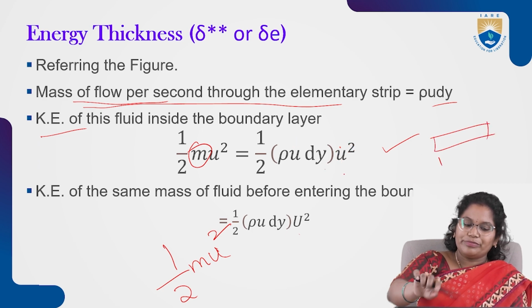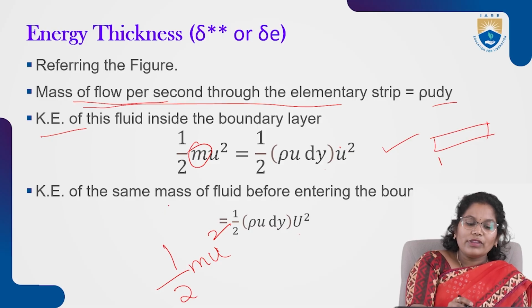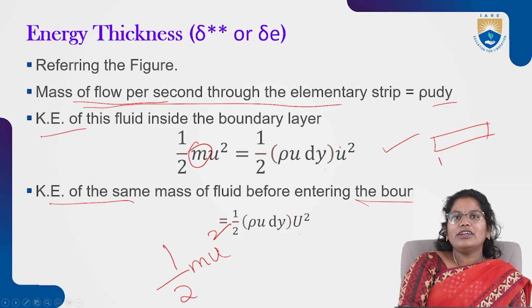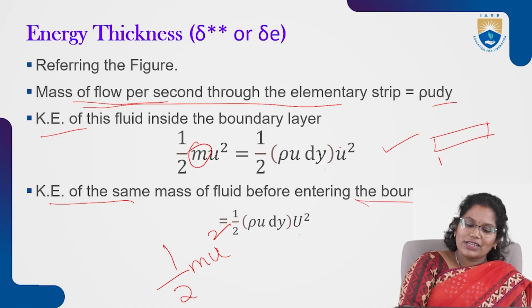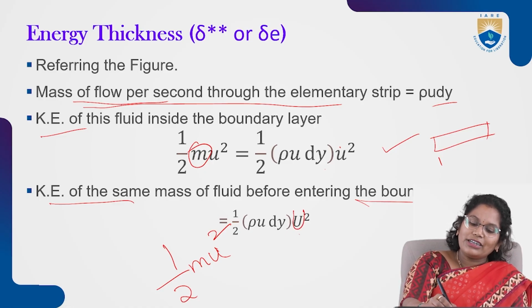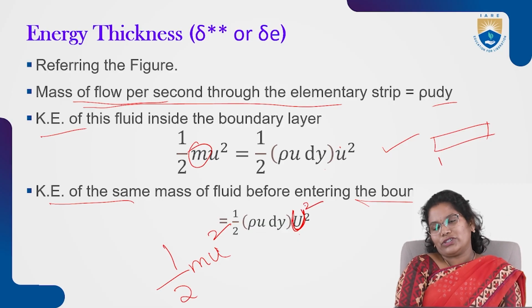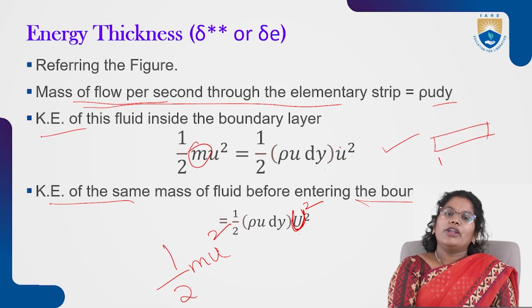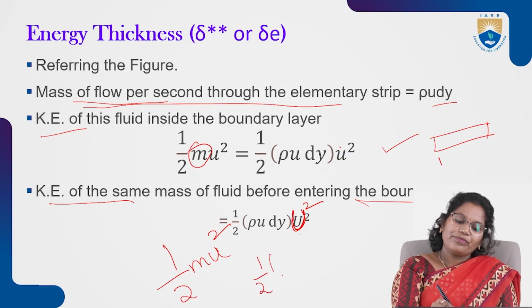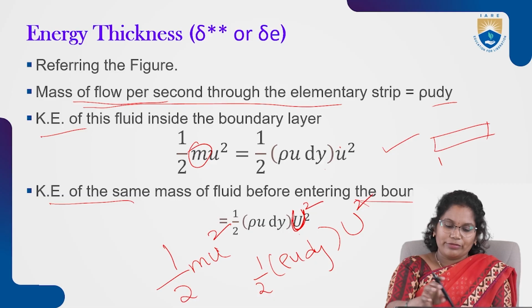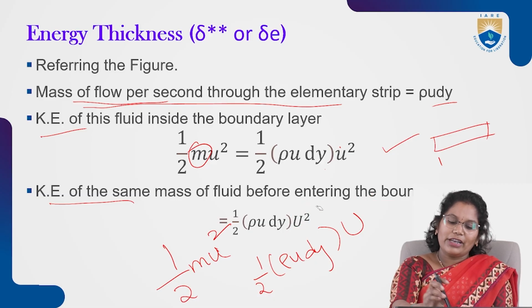Elementary strip. And here, kinetic energy before entering the boundary layer. What is that? That will become capital U square. Before entering, the velocity is free stream velocity. Free stream velocity is capital U. So half rho u dy, that is mass of flow, and before entering the velocity is capital U, that is capital U square, right?